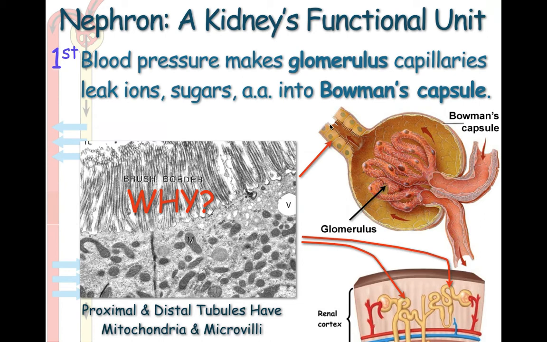Just like in the intestine, the purpose of those microvilli was to increase the surface area for absorption. And it's the same here, because not everything that leaks out of the glomerulus is something your body wants to get rid of. There are lots of useful things like sugars, ions, amino acids that your body wants to reabsorb, and it can do so right in this proximal tubule with this brushy border that has a high surface area for reabsorption.